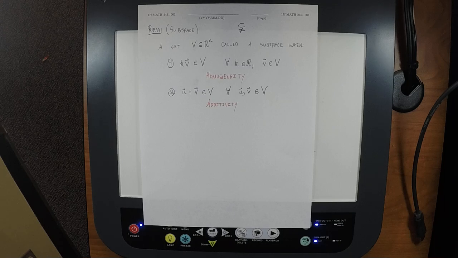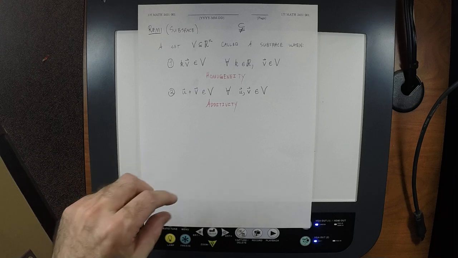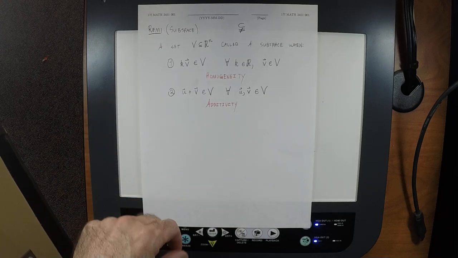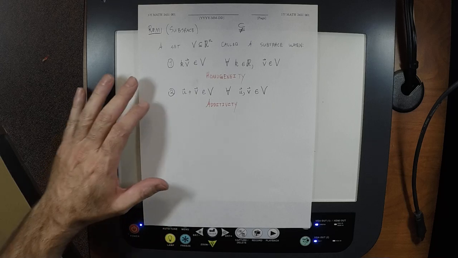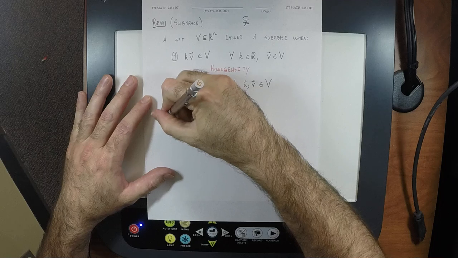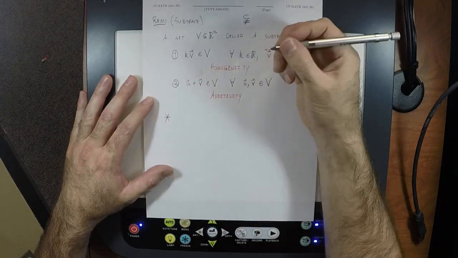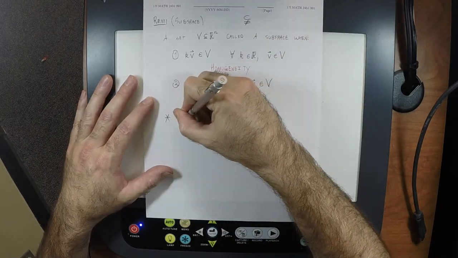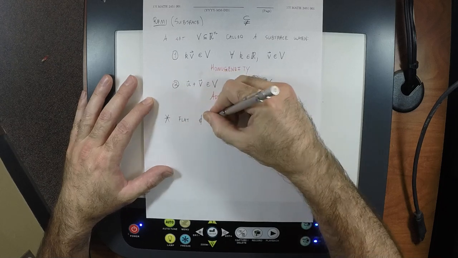Okay, so when you have homogeneity and additivity, that's linear. So would it be correct to call a subspace a subset which is linear? Yes. Well, you have to be careful about linear, because to say it that way is to say homogeneous and additive. So what this means, taking those together, visually, for those of you who are visual folks, is that it is a flat space, and it goes through the origin.